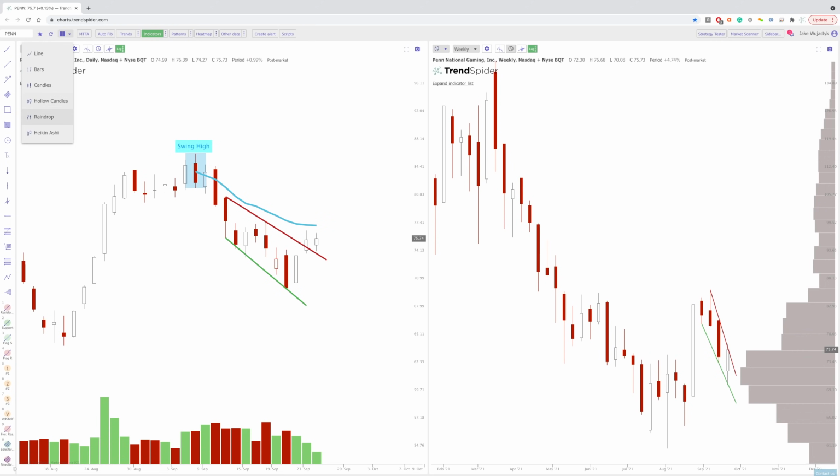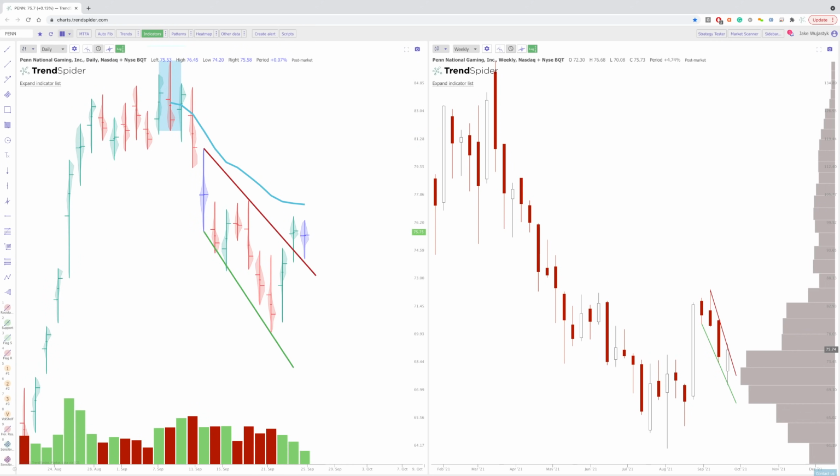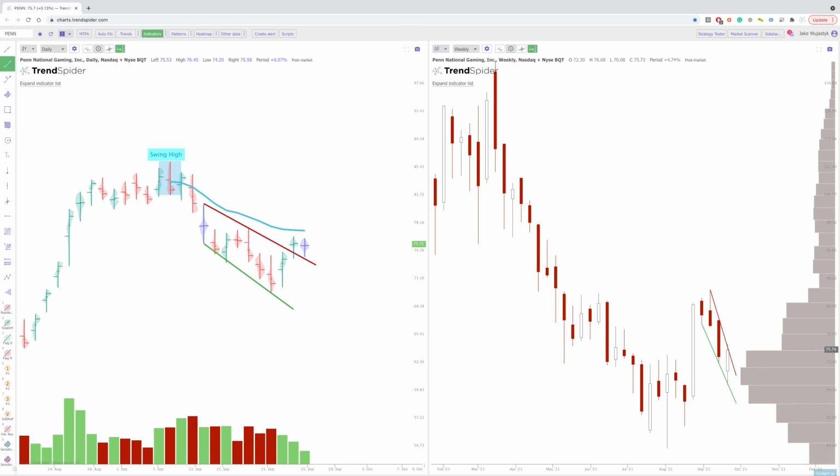So if we turn on the raindrop, you'll see, look at that volume. Most of that volume is at the top of the range. So that tells us that there's conviction by buyers willing to absorb supply at the top of the range, showing that there's pretty aggressive buying going on intraday.